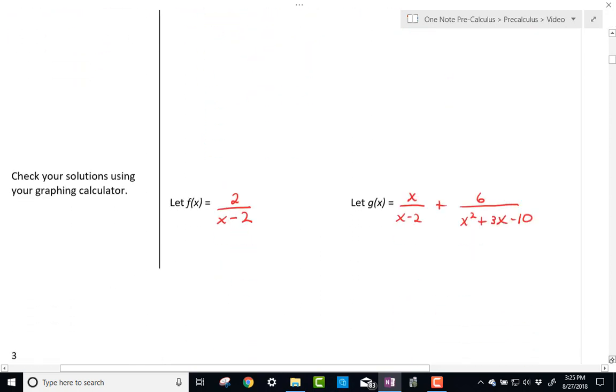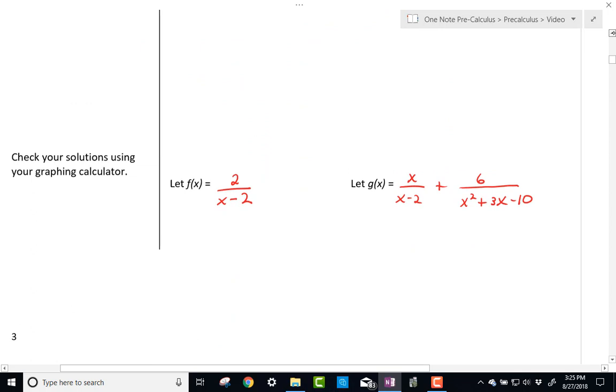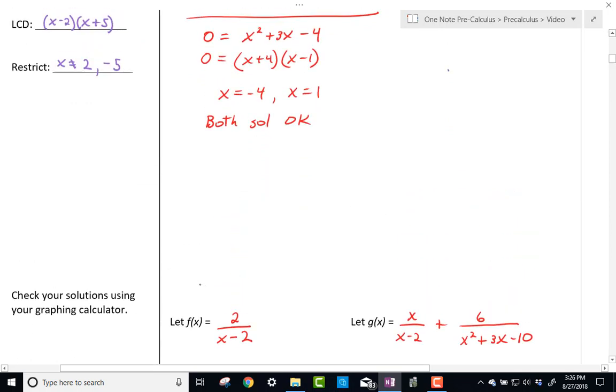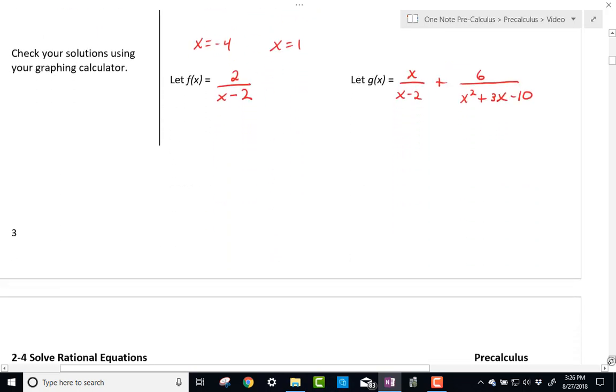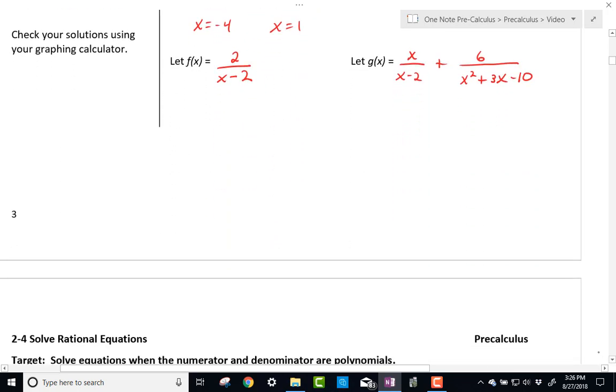So what I'm going to do is I've got two solutions from back here. So I've got x equals negative 4 and I've got x equals positive 1. And what I'm going to do is I'm going to use the graphing calculator to see really if these two sides are equal to each other, if f of x is equal to g of x when x equals negative 4 and x equals 1. Alright, so we're going to go ahead and pull up our graphing calculator here.